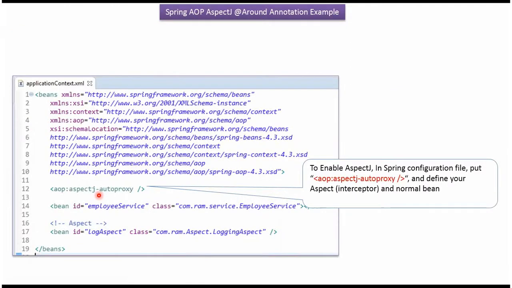To enable AspectJ, we have to put aspectj-autoproxy, and here I have created a bean for the EmployeeService class, and here I have defined the aspect class, the LoggingAspect class.